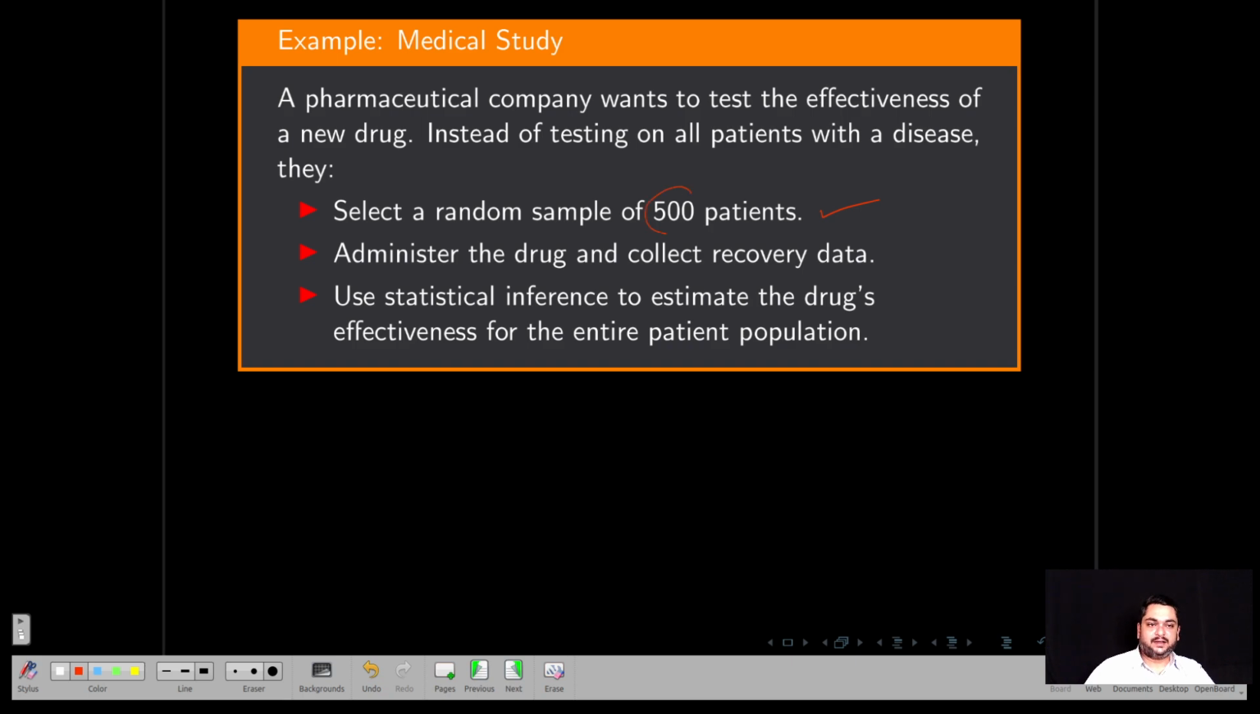So I will select some 500 patients. That is the sample out of 1 lakh patients. I'll select 500, then apply the drug on them and collect the data from them, recovery data, how it works. Then use statistical inference and say how this drug will work on the entire 1 lakh patients. So that is the inference I make. Hope you understood this.